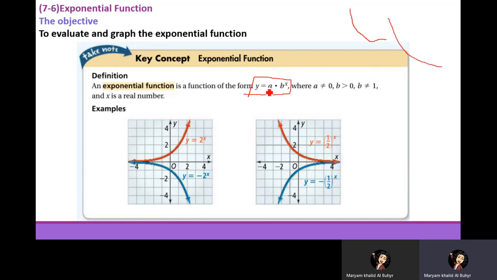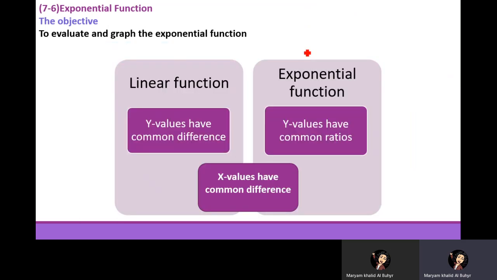So if I have a negative here and b is less than 1, it will be reflected. You are going to take this one and reflect it over the x-axis. Same thing if b is greater than 1, the graph will look like this. If you have a negative and this number is greater than 1, the graph will be reflected like this, the opposite.